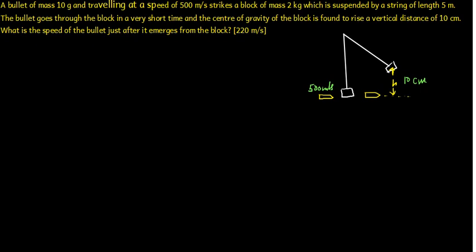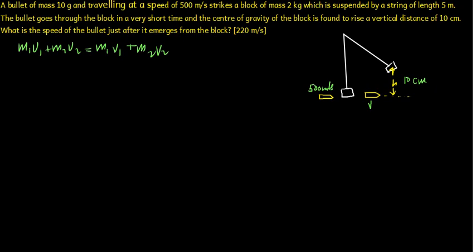What is the speed of the bullet just after it emerges from the block? So just after it comes out here, what will be its speed? So let's call it v. Well, from the momentum equation, m1 u1 plus m2 u2 is equal to m1 v1 plus m2 v2.